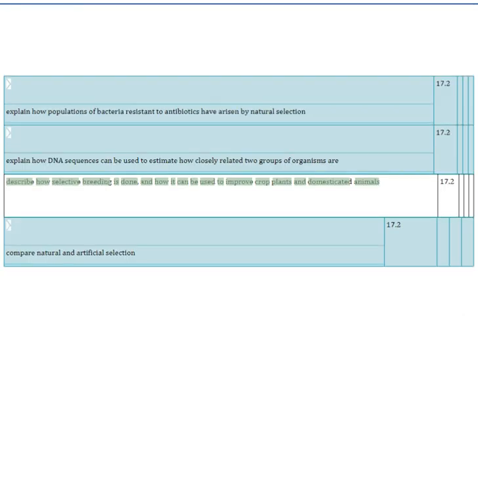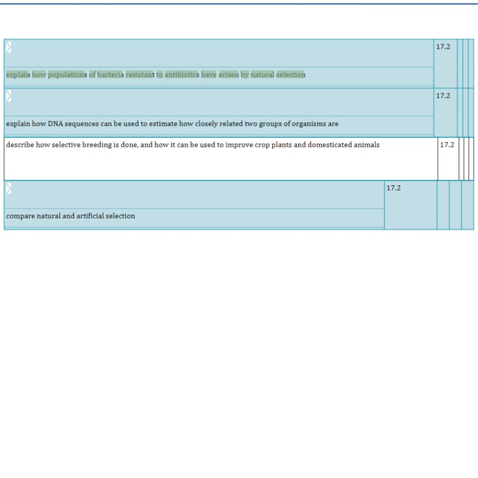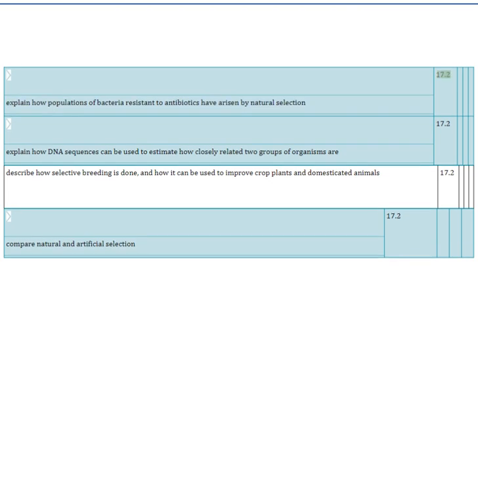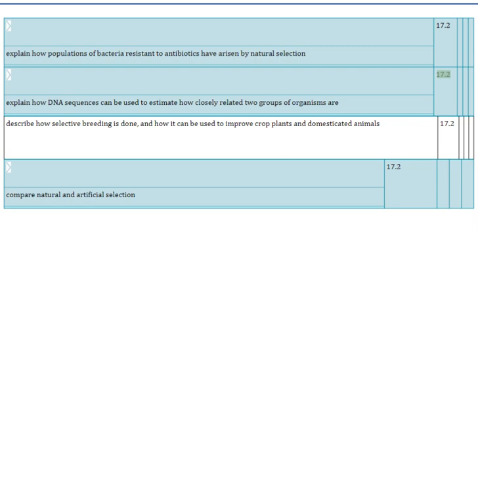17.2. Describe how selective breeding is done and how it can be used to improve crop plants and domesticated animals. 17.2. Explain how populations of bacteria resistant to antibiotics have arisen by natural selection. 17.2. Explain how DNA sequences can be used to estimate how closely related two groups of organisms are. 17.2. Compare natural and artificial selection.